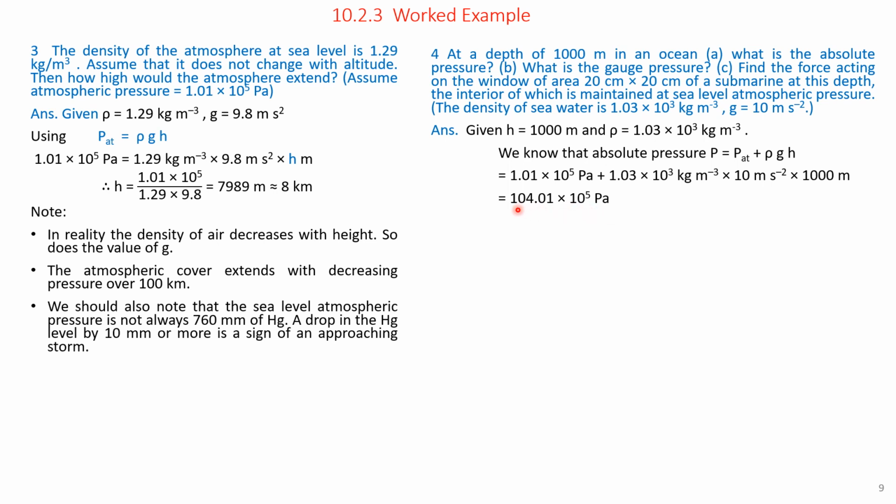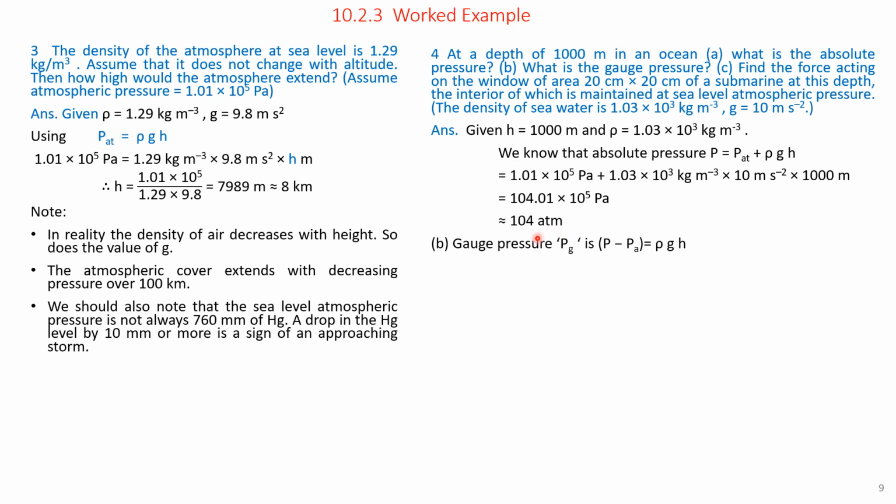That is, absolute pressure is 104.01 into 10 to the power of 5 pascals. That can also be written as 104 atm in terms of atmospheres. So here from this previous step to this step we have converted pascals into atmosphere.